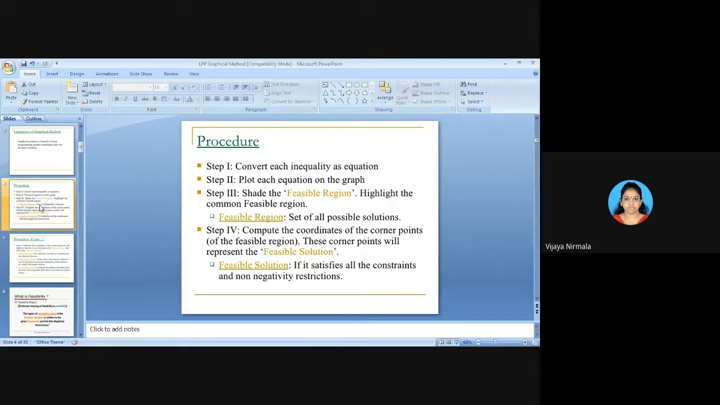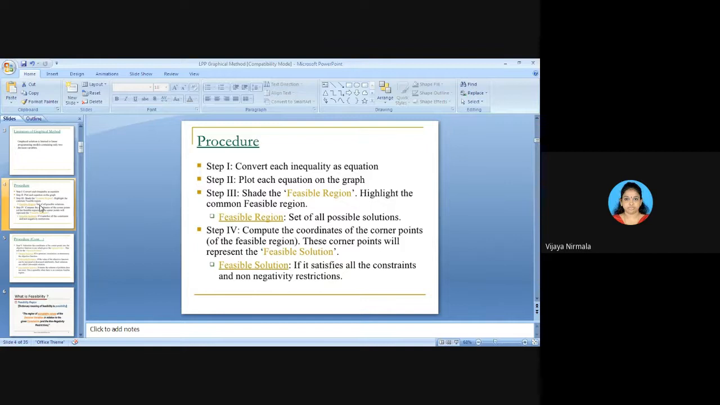And next, let x2 is equal to 0, then find the value of x1. So for each and every equation, you used to find the corner points and those are to be plotted on a graph. That is done in step 2. And in step 3, shade the feasible region. So once the points have been plotted, you need to shade the feasible region.